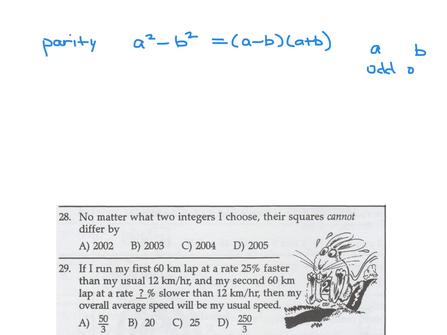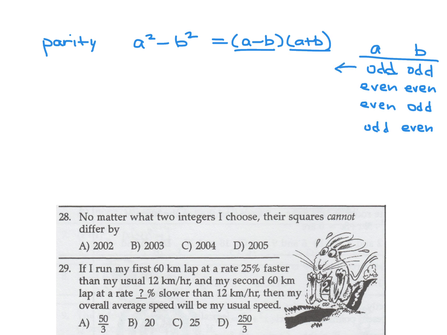They can be both odd. You can have both even. You can have even and odd. Or you can have odd and even. Right? So then what we need to do is figure out what happens here. If you have both of them are odd, so for example, I like using numbers, so let's say 3 and 5, then 3 minus 5 would be even, and then 3 plus 5 would be also even. So you'd have an even times even situation, which is even.